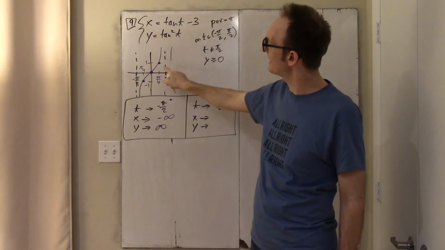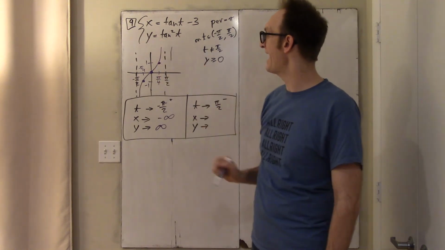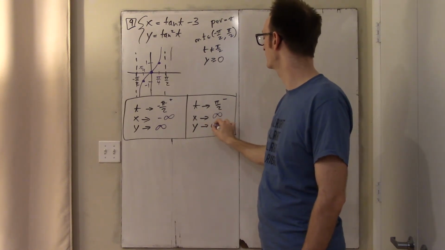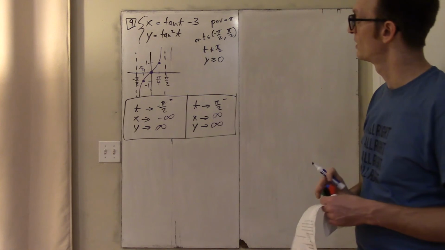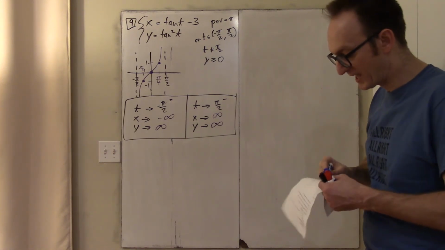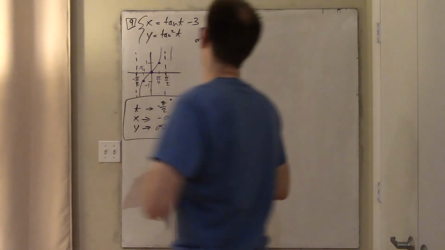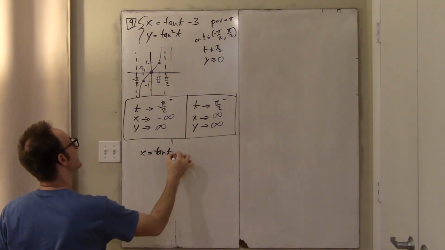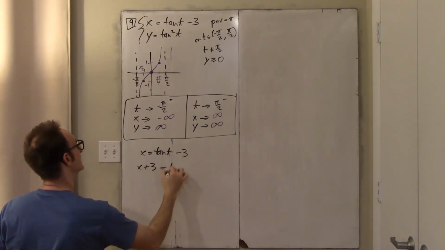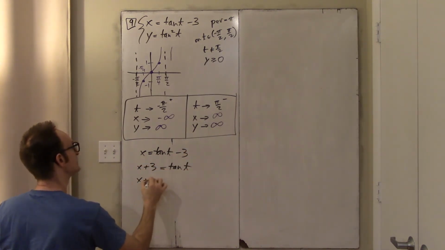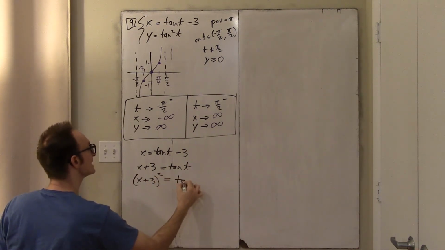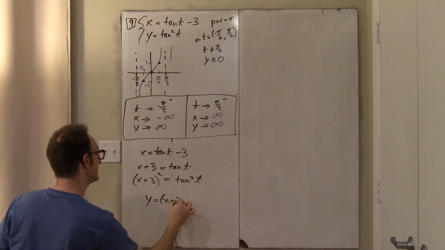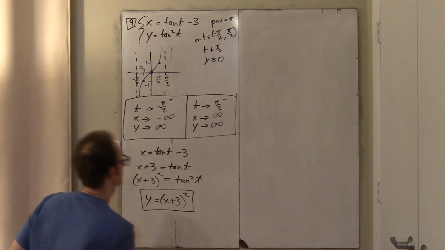How about as t approaches pi over 2 minus? Well, my picture is telling me that a little bit less than pi over 2, x is going to infinity. And y is also going to infinity, because you're just squaring something that's really big. All right, now let's eliminate the parameter. Well, x equals tan t minus 3, so we get x plus 3 equals tan t. And if we square both sides, we get x plus 3 squared equals tan squared, and that's y. So once again, it is the parabola y equals x plus 3 squared.